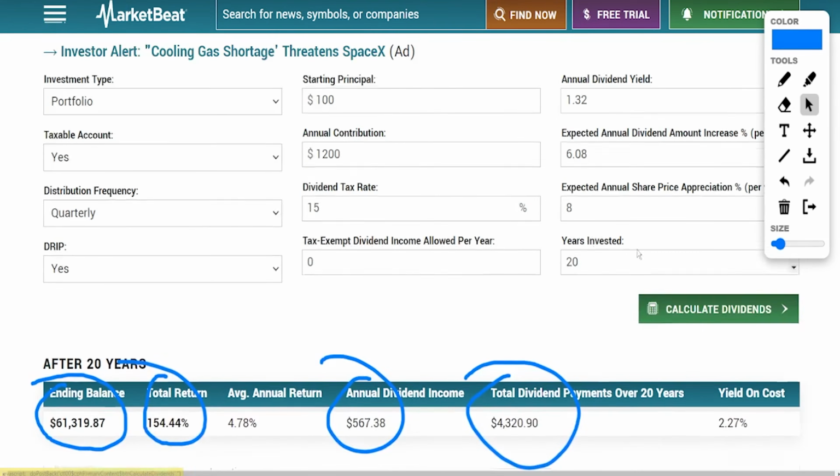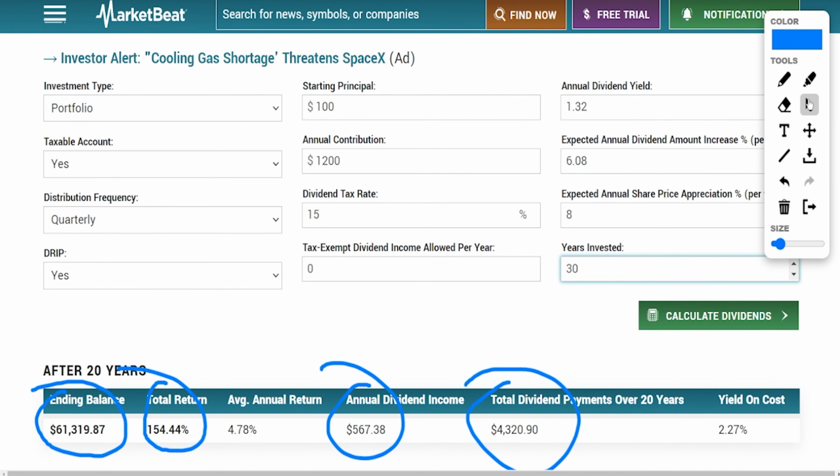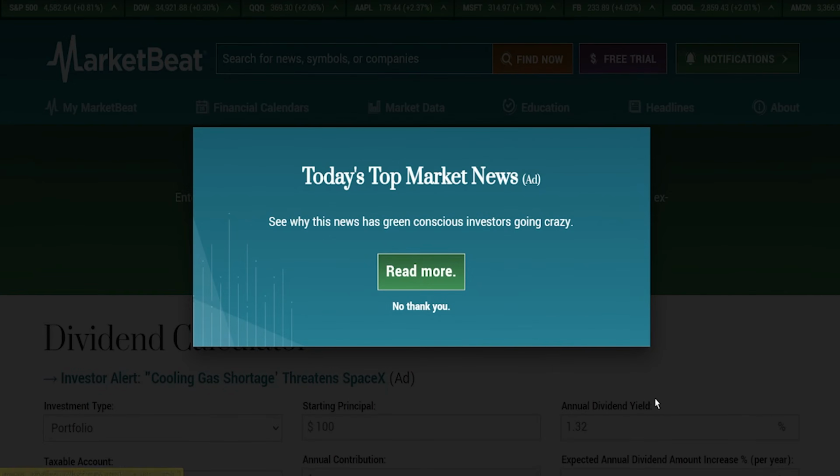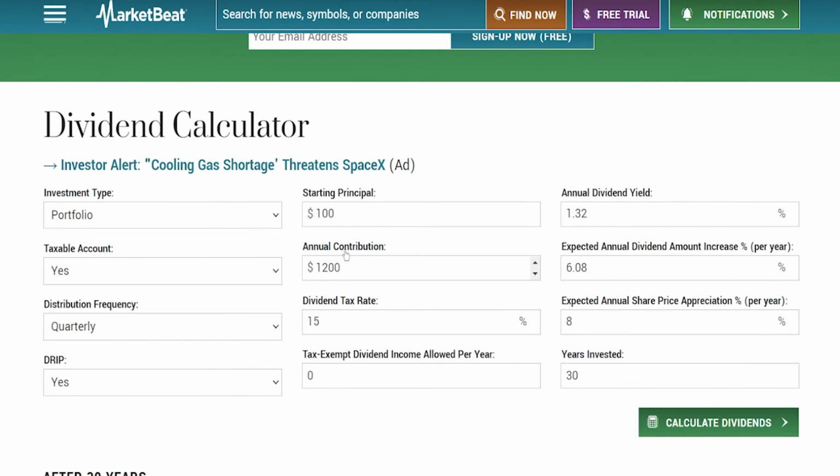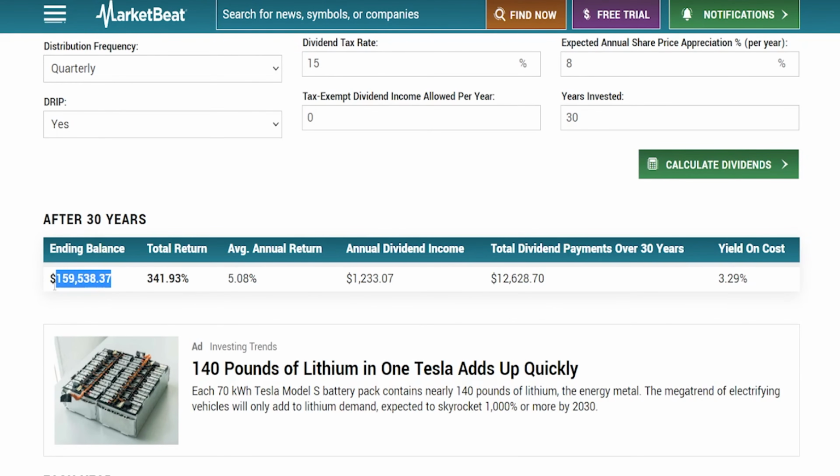So let's go and see how 30 years is going to do this for you, and how that's going to change all these numbers even more. So in 30 years, investing $100 at the beginning and then $1,200 annually, or $100 a month, you're going to be left with $160,000, which is a 341% on your money.